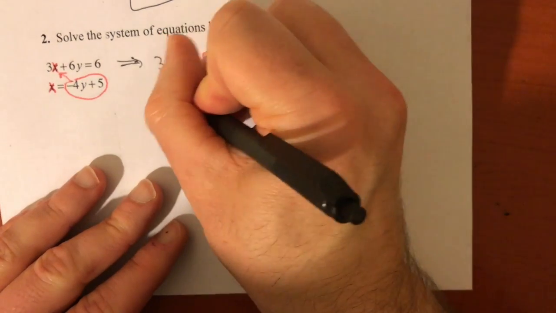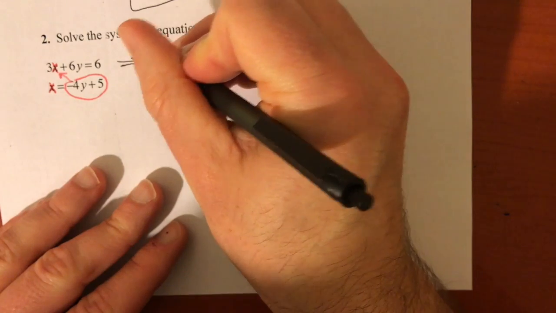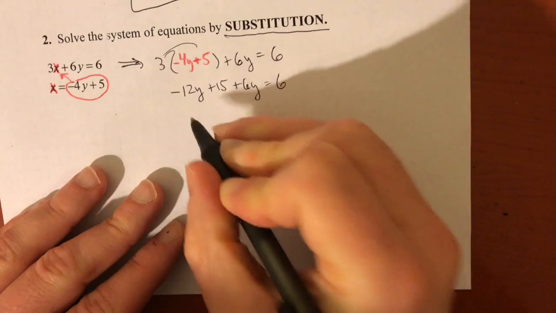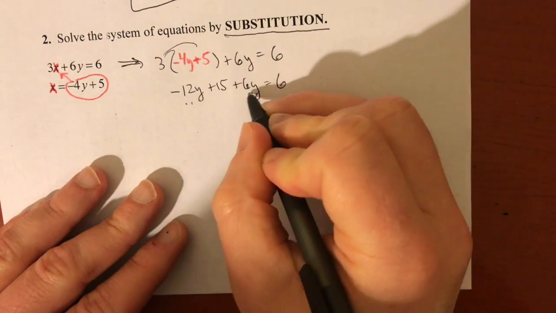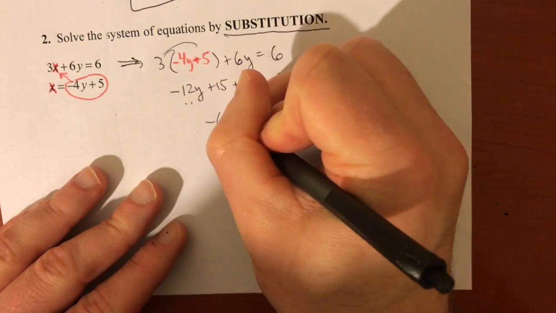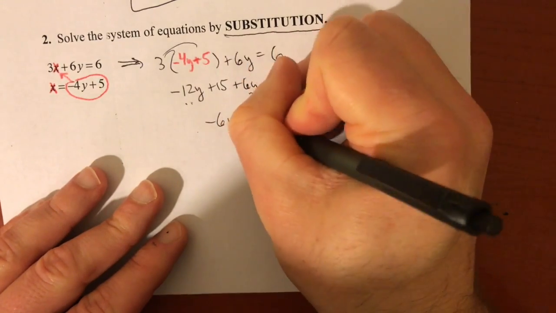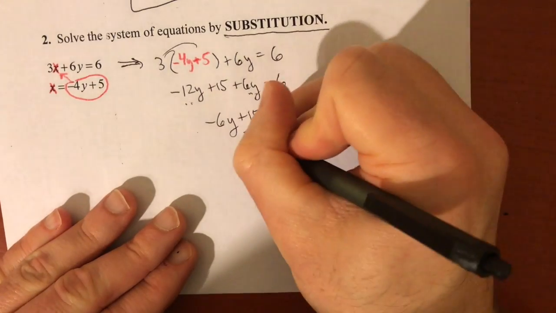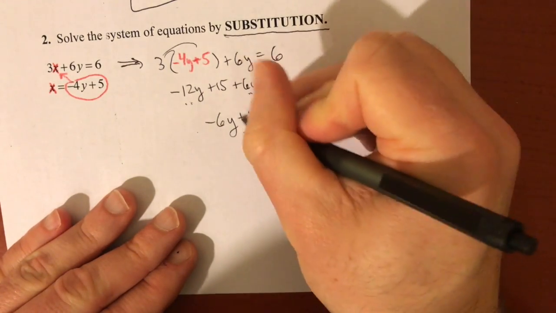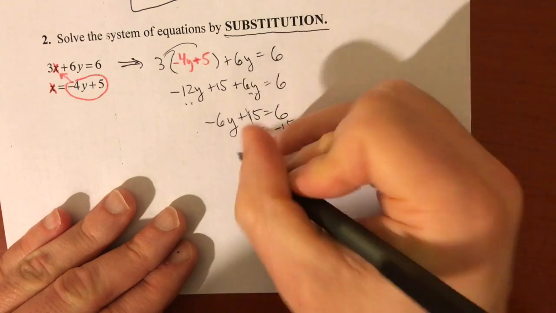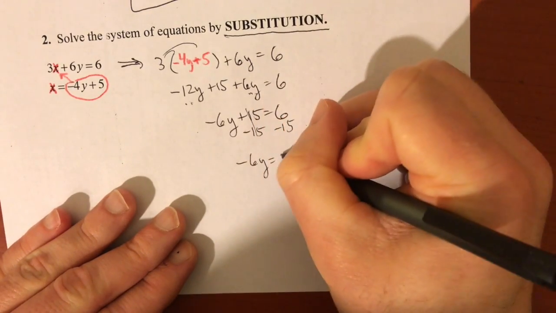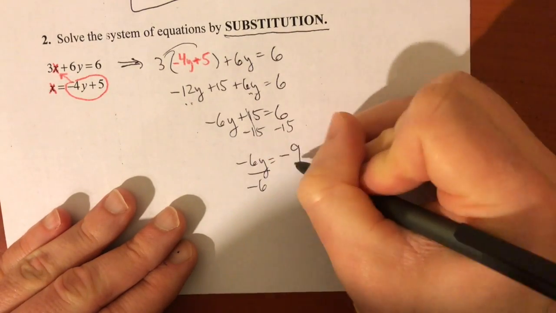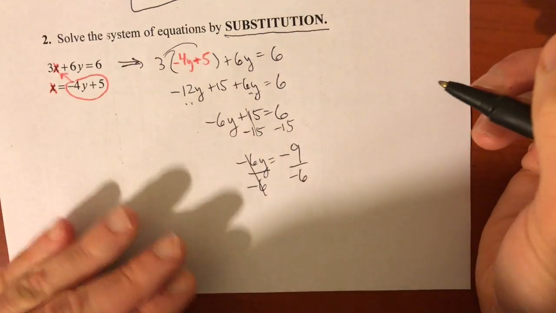So distribute, and now you'll have negative 12y plus 15 plus 6y is equal to 6. Combine your like terms here, negative 12y plus 6y. They're on the same side of the equation, right? So we just combine. So negative 6y plus 15 is 6. Subtract 15 from each side, right? When we move to the other side of the equation, that's where we do the opposite. We are left with negative 6y equals negative 9. And we're going to divide by negative 6, and you can see we're going to get a fractional answer.